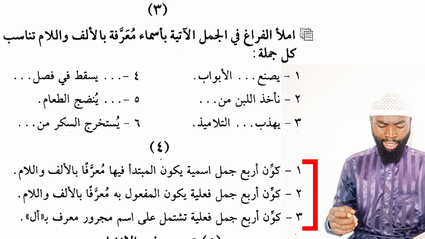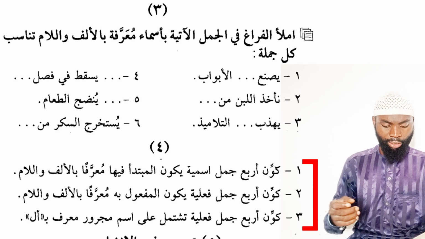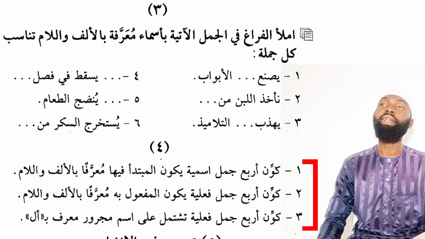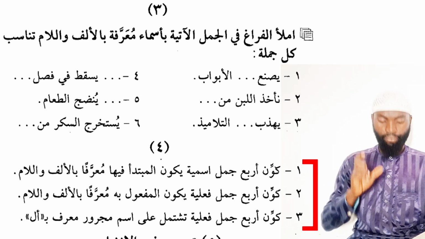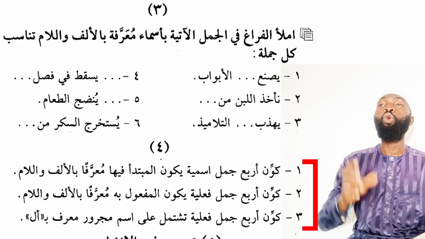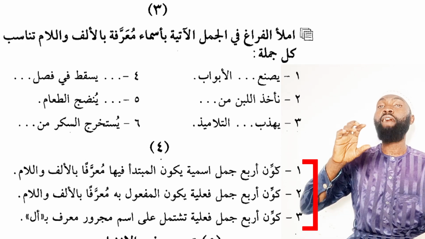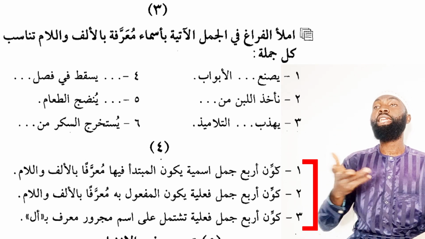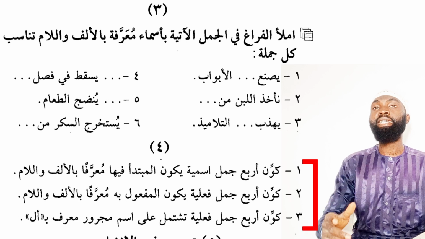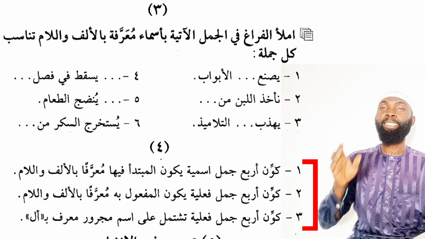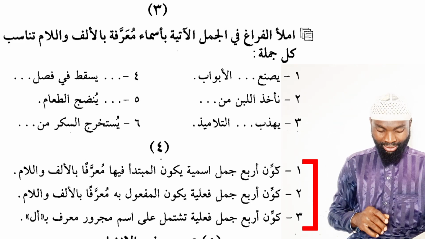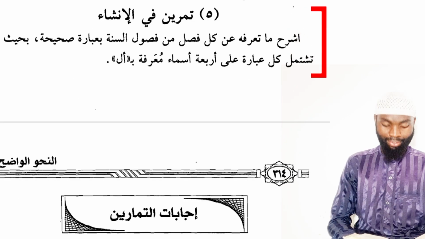Number 3, we have kawin arba'a jumalin fi'liyatin tashtamilu ala ismin majrurin mu'arrafin bil al. You are also to form 4 sentences. Each of them should have a noun which appears after a harful jar, to make it majrur. I can say kataba ustadun ala saburati. A teacher wrote on the board.